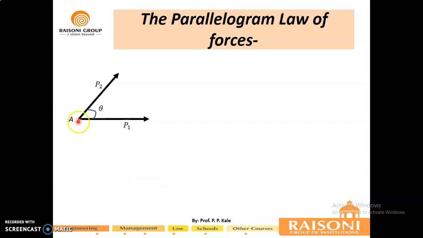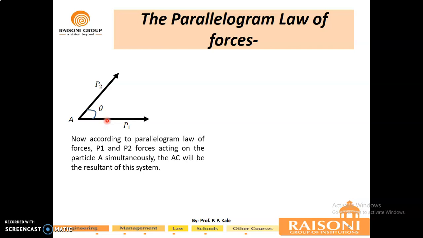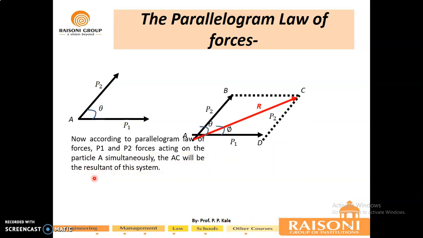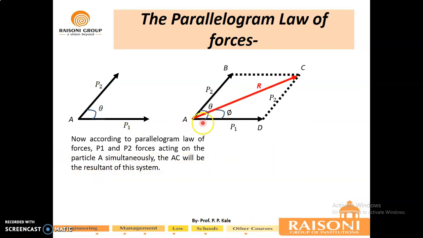Now for this, we have to consider this particular force system. Consider particle A that is acted upon by P1 and P2 forces which are separated by some theta angle in between them. Now, as the statement says, according to this parallelogram law of forces, P1 and P2 forces acting on the particle A simultaneously, the AC will be the resultant of this system. Okay, so this red one, AC, is represented as resultant of these two.